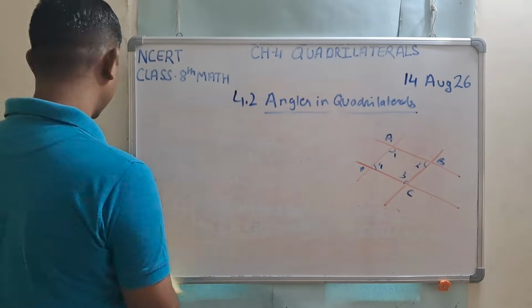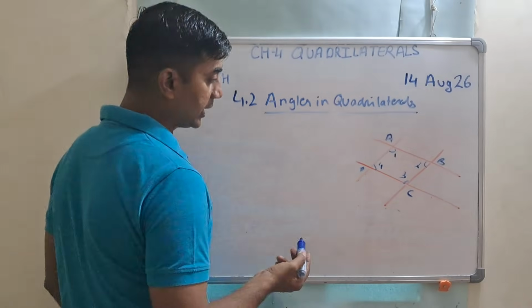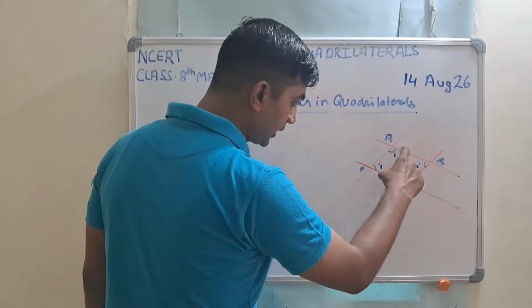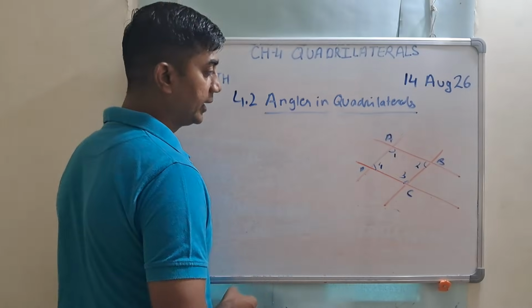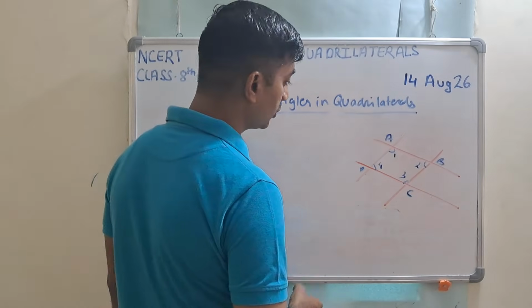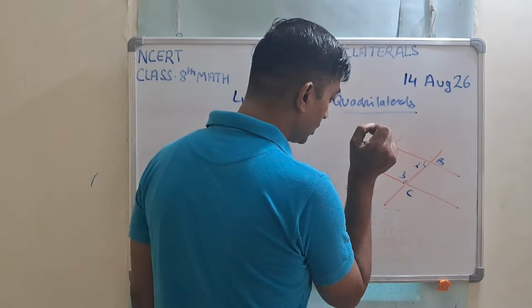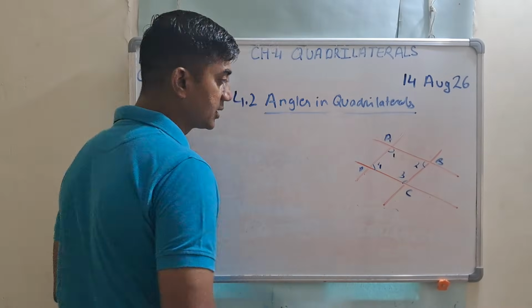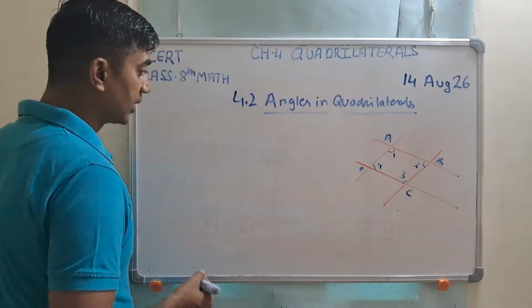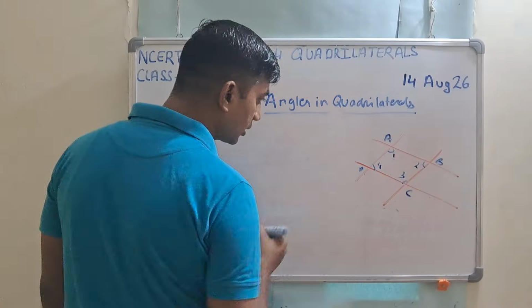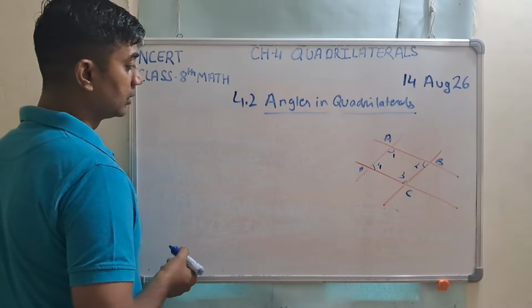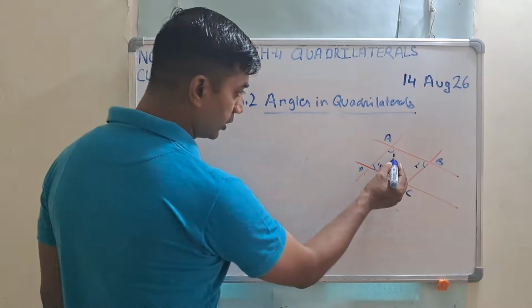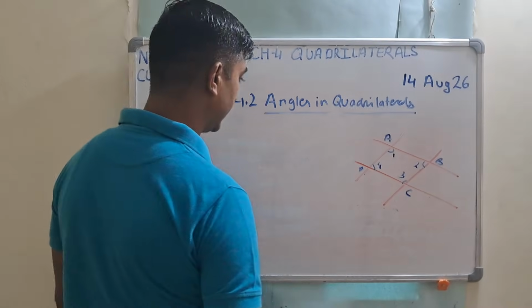Now what are the conditions we have? We have a condition that opposite sides are parallel. Understood, opposite sides are parallel. In that case, what is the relation between the angles? We have found that the sum of the consecutive internal angles is 180 degree.